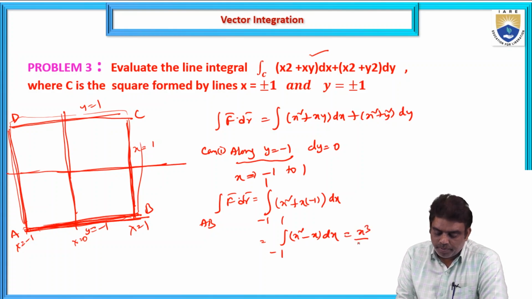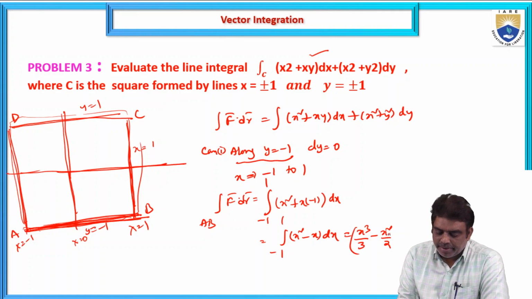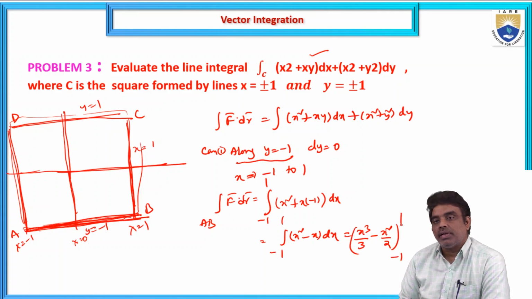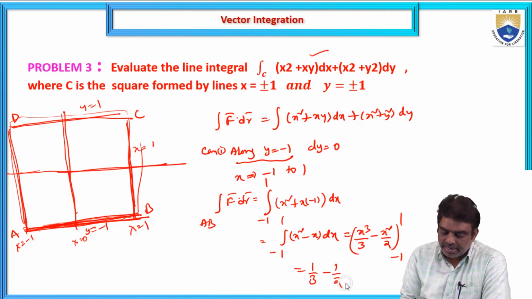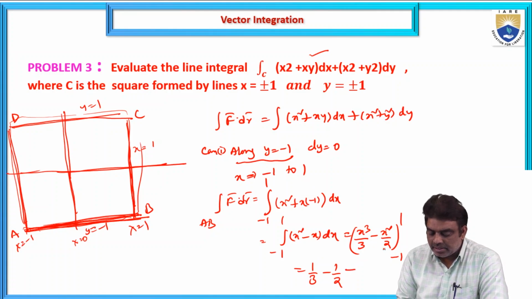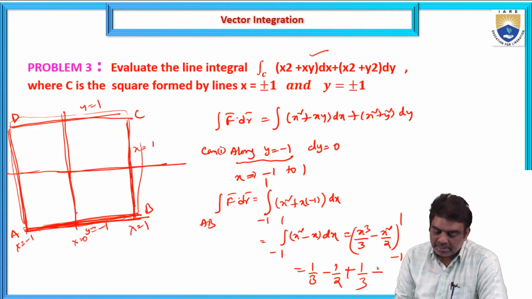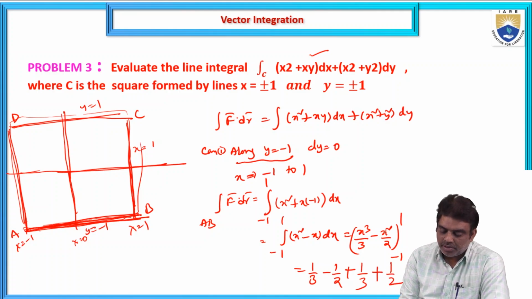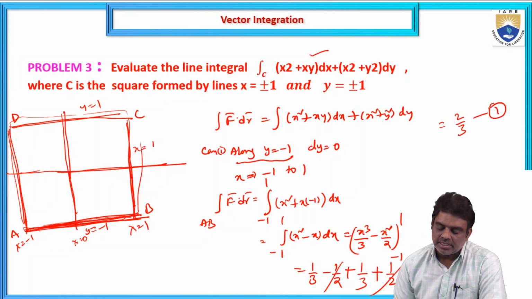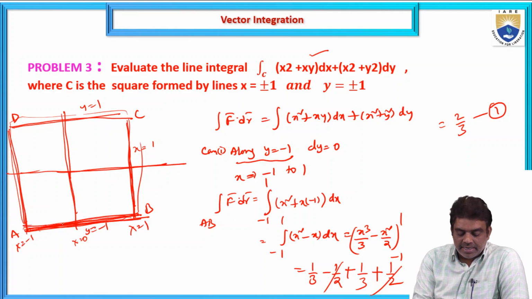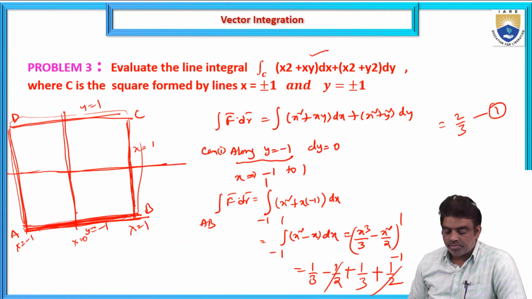X square integration is x cubed by 3, minus x integration is x square by 2, between minus 1 and plus 1. Or I can write it as 1 by 3 minus 1 by 2, and minus of minus 1 by 3, and minus of minus, here minus already, plus 1 by 2. If you replace minus 1 whole square, plus 1 by 2 and it is plus 1 by 2, these two get cancelled. 1 by 3 plus 1 by 3, 2 by 3, call this equation number 1. The evaluation of the line integral along this line is 2 by 3.